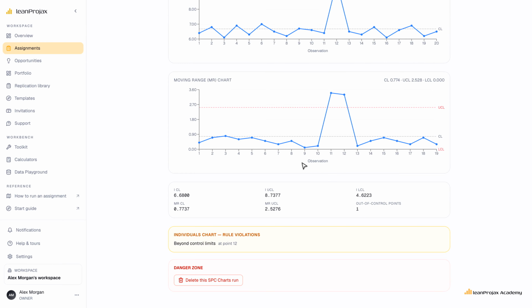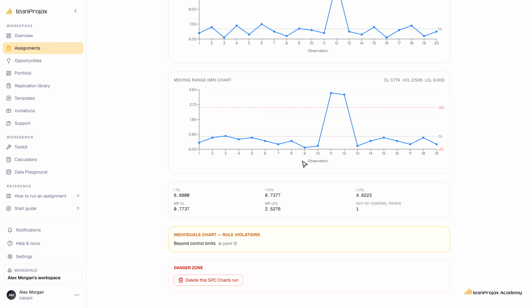Underneath it, the moving range chart, the size of the jump from each day to the next. Center line 0.77, upper limit 2.53. The same day shows up here too because a spike is both a high value and a big jump. The panel below repeats the numbers precisely and counts the thing that matters, out of control points, 1.